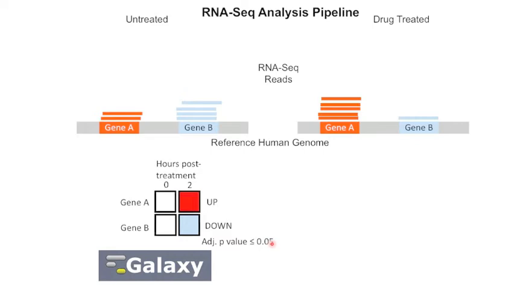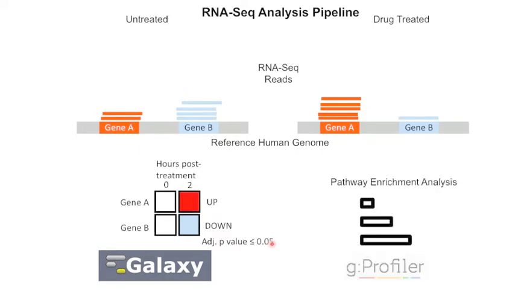So far, all of these steps have been done on the Galaxy web server. So you don't need any sort of programming or coding background to get all of this done. All you need is a strong internet connection. And so finally, we submit our lists of significantly differentially expressed genes to GProfiler, and then we get our pathways that were enriched upon drug treatment.